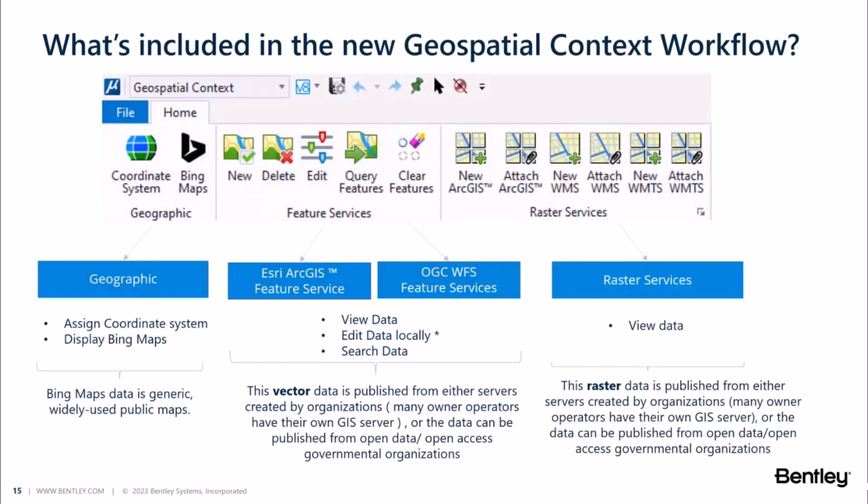So what is included in the new geospatial context workflow? We can see here there's a tool from Geographic to assign the coordinate system and display Bing Maps. These two already exist in MicroStation, but we brought them together in the new workflow so you can find them easier. Bing Maps data is a generic and widely used public map.